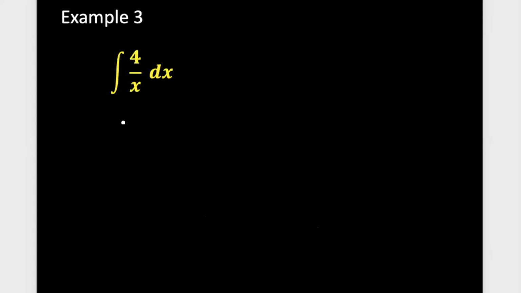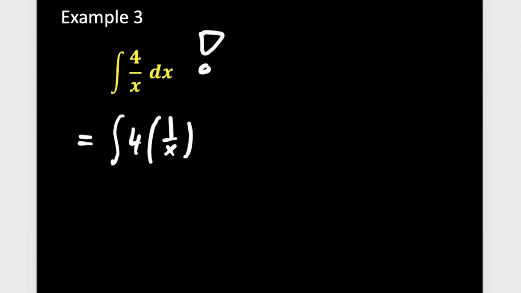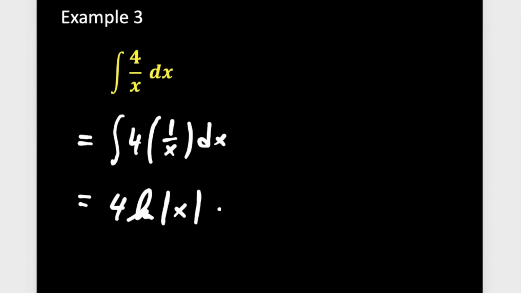Moving on to the next example, we have a famous one. Okay, this one's dangerous. Remember that when you have 1 over x, that's a famous situation. That is the exception to the power rule where we have the logarithm. In this case, we would have the natural logarithm of x plus c.